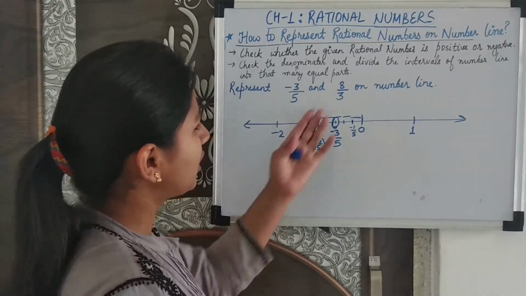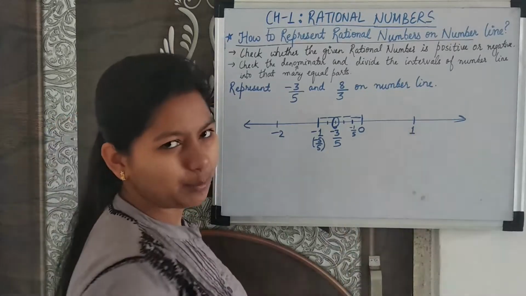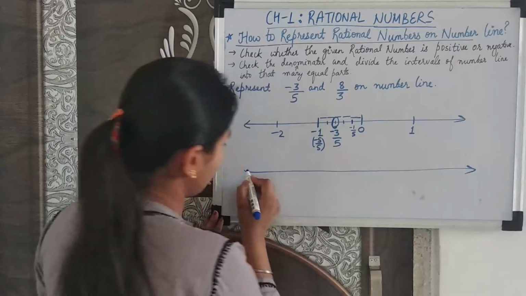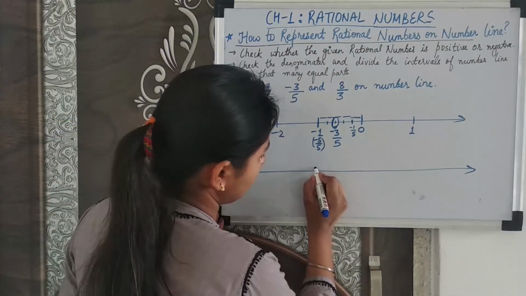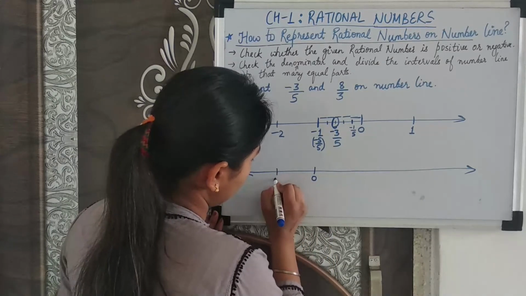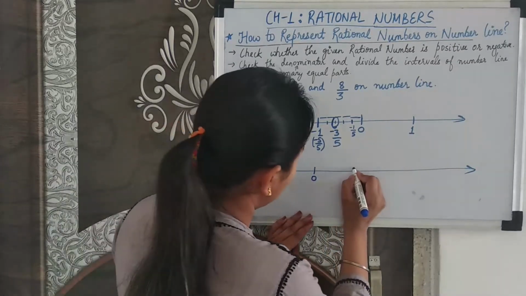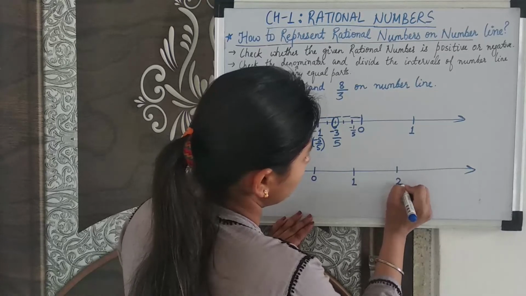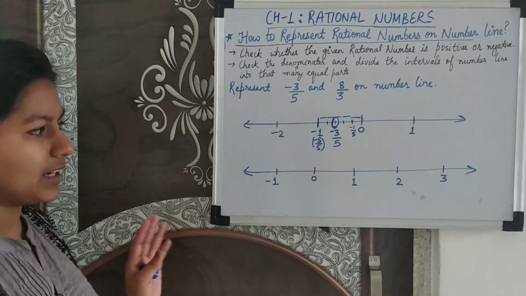Now we will take one more example. This is 8 by 3. 8 by 3 means it's a positive rational number. So again, let's draw the standard number line. This is 0. This is -1. On this side I will have 1. Then 2. I can show 3 here also. So this is my standard number line.